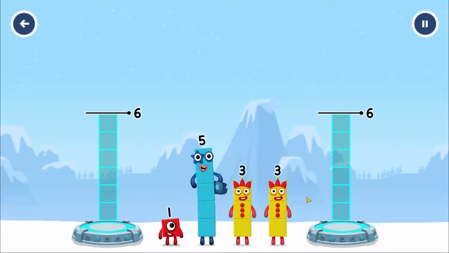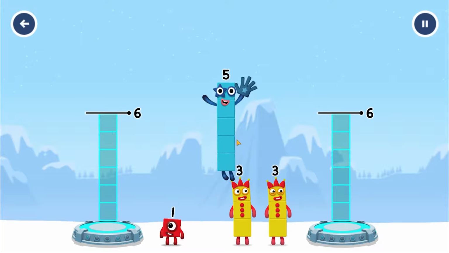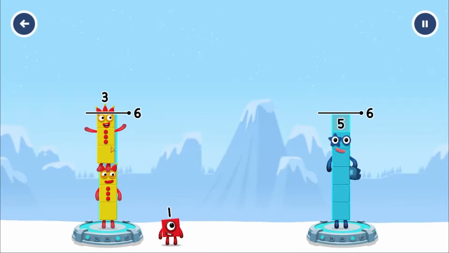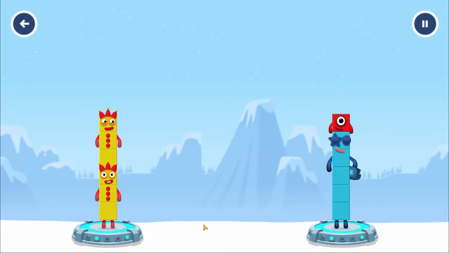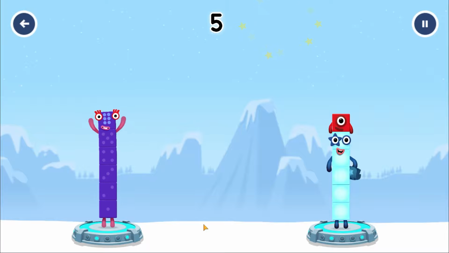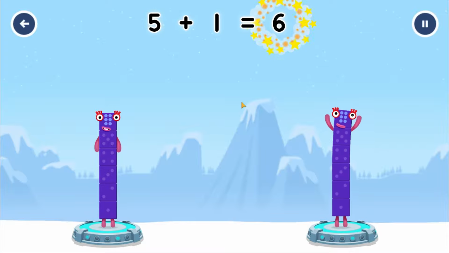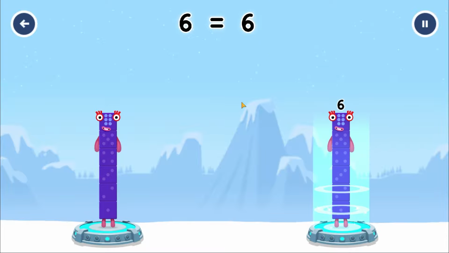Share the number blocks evenly to make 2 groups of 6. 5, 3, 3, 1. You cracked it. 3 plus 3 equals 6. 5 plus 1 equals 6. 6 equals 6.